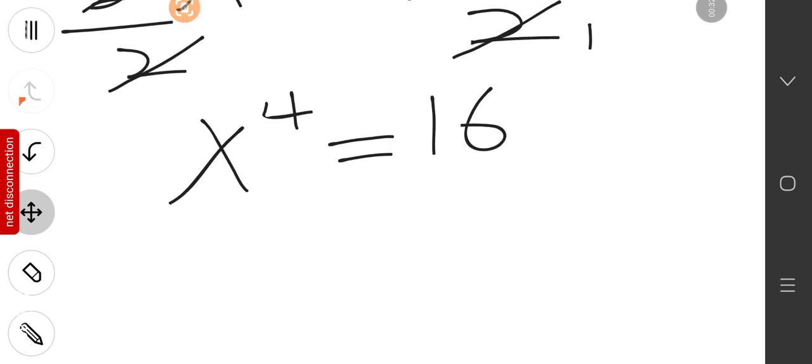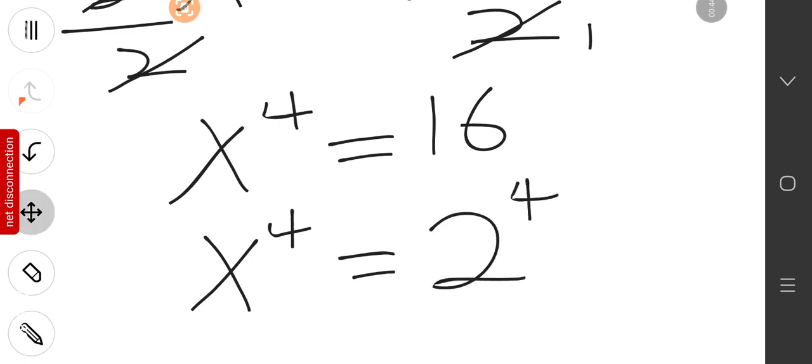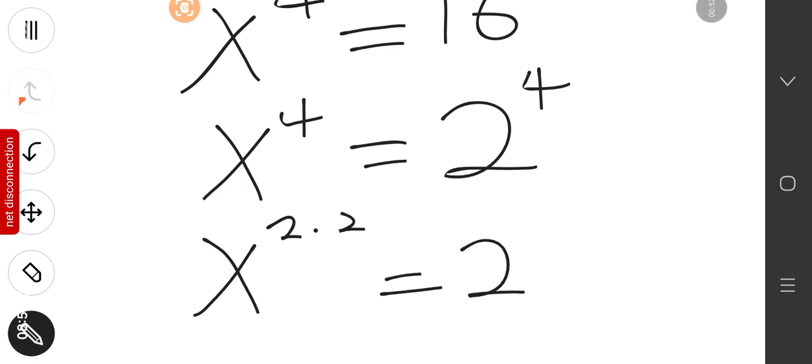Our equation becomes x exponent 4 equals, and 16 is the same as 2 exponent 4. Now we can write the exponent 4 as 2 times 2, so here 2 times 2.